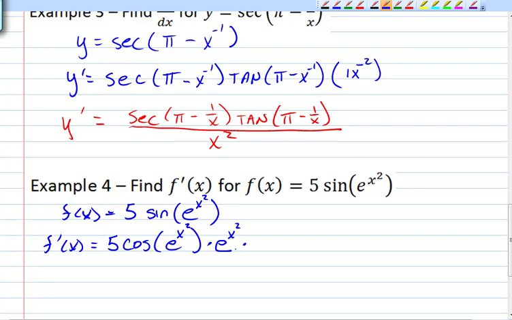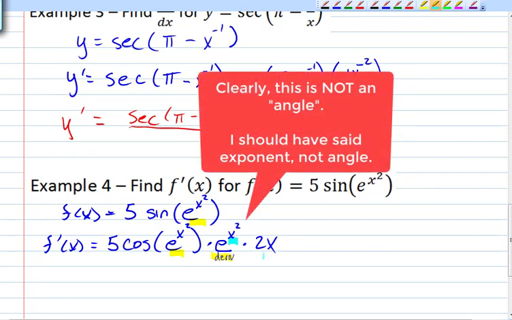But now I have to multiply by, because that power on e is a function of x, I also have to multiply by the derivative of the power here, 2x. So when I clean this up, take the derivative of sine and you get cosine, leave this alone. And then you take the derivative right here and leave the angle alone. And then you take the derivative of the angle.